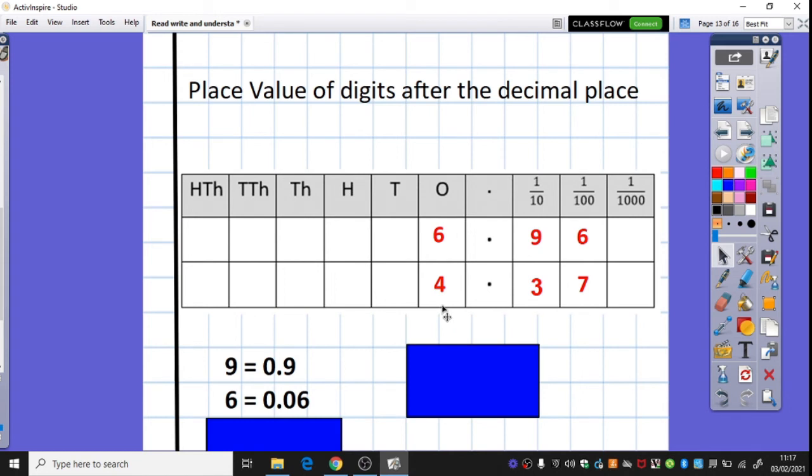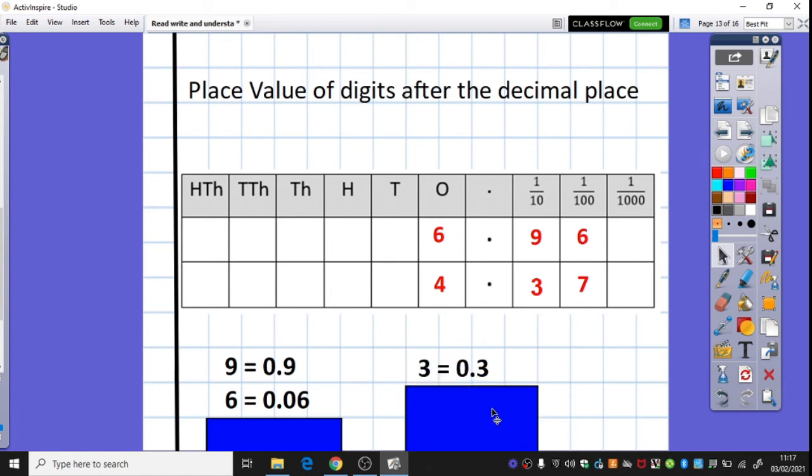Next, in our second number, we've got 4.37. We obviously know that 4 is worth 4 ones, so that's just 4. Looking then at our 3, it's in the tenths column. So 3/10 is equal to 0.3. And then our 7 is in the hundredths column. So we record that 7 hundredths as 0.07. That 7 here is equal to 7/100, and that's how we write it there.